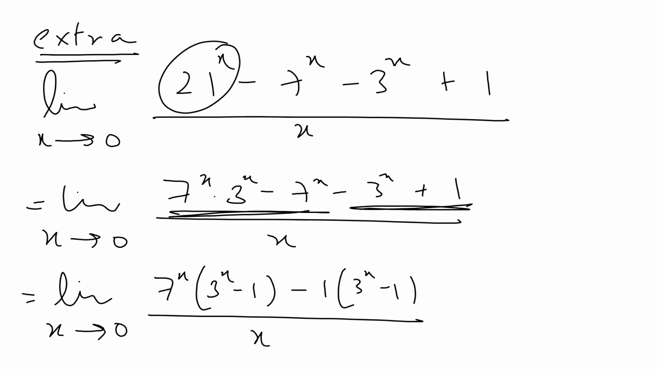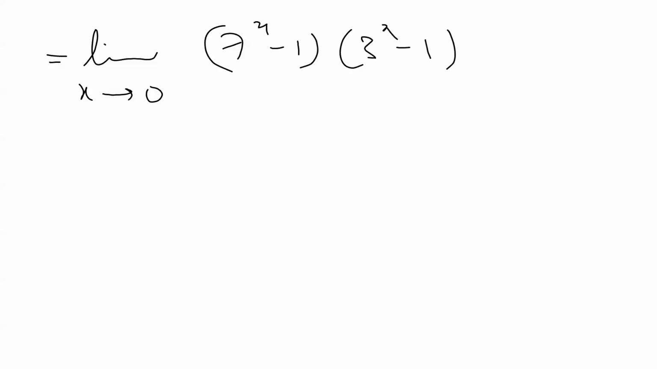And in the next two terms, minus 1 is common. So 7 raised to x minus 1, 3 raised to x minus 1 upon x. Let's make it x square, sorry. Make it x square. Why x square? You can just separate the denominators. I forgot to include x square in the question. Okay, sir. So 7 raised to x minus 1, 3 raised to x minus 1 upon x square.